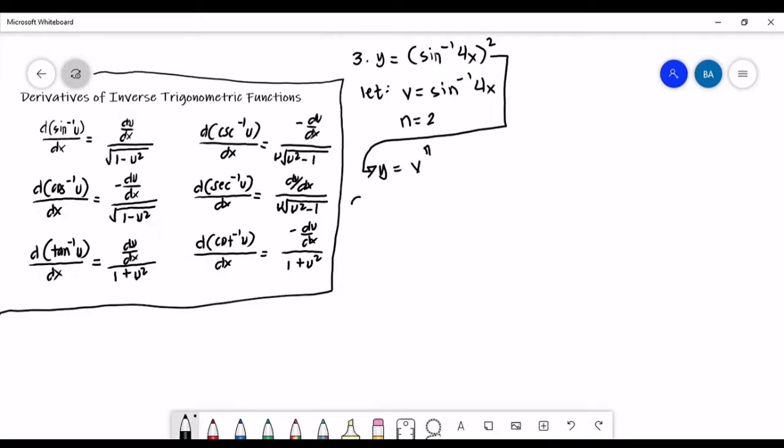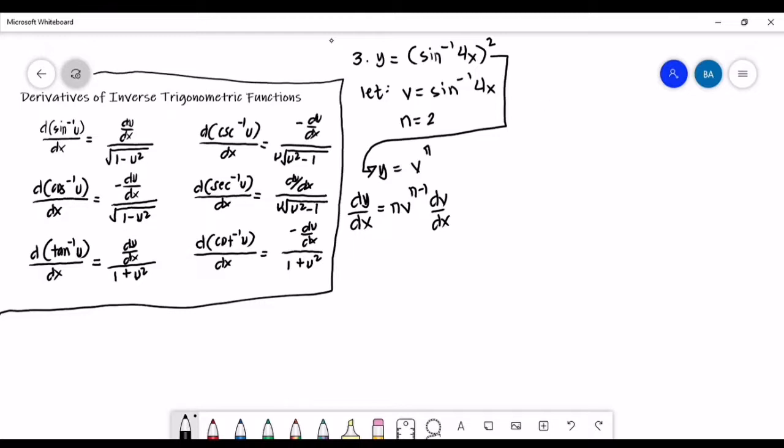If we derive y with respect to x, this is equal to n v raised to n minus 1, times the derivative of v with respect to x. So at this point, what we need now is just the derivative of v with respect to x. If we derive dv with respect to x, we know that this is equal to sine raised to negative 1, or arc sine of 4x.